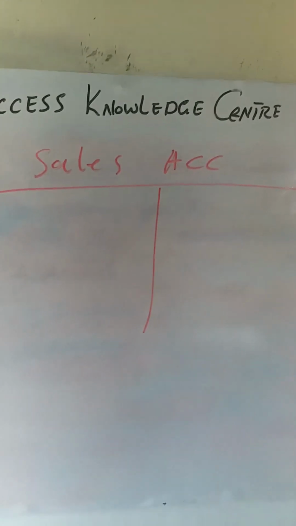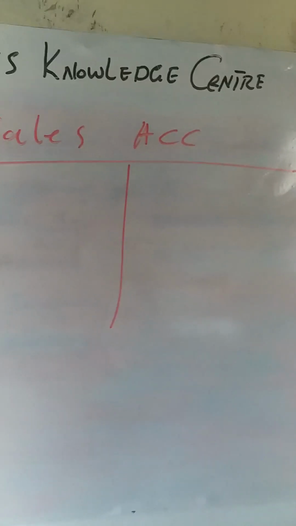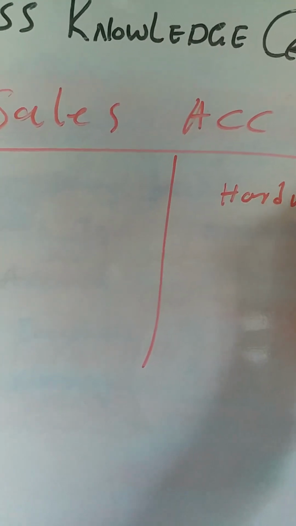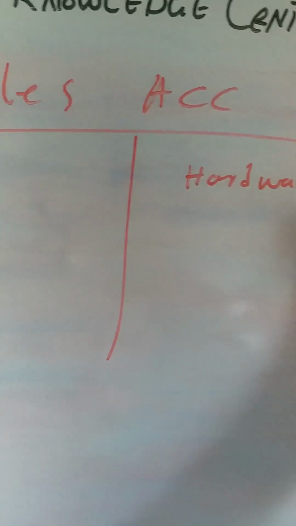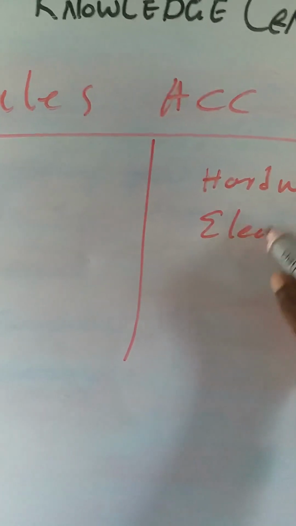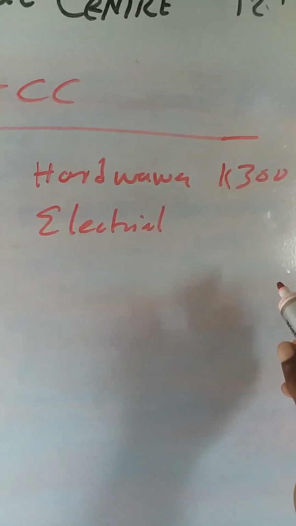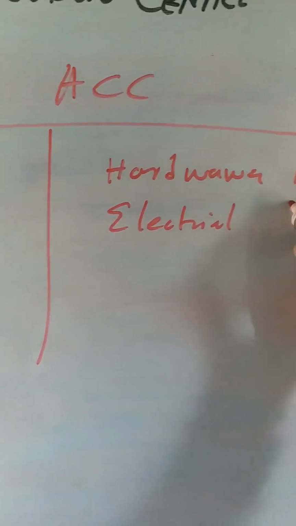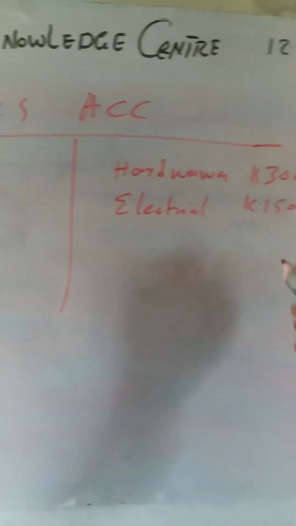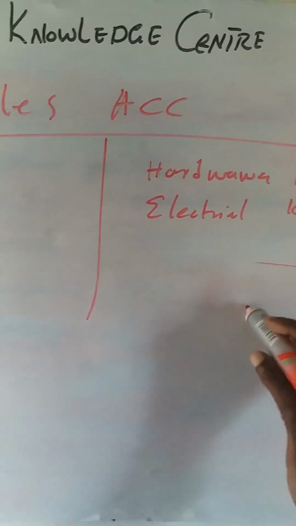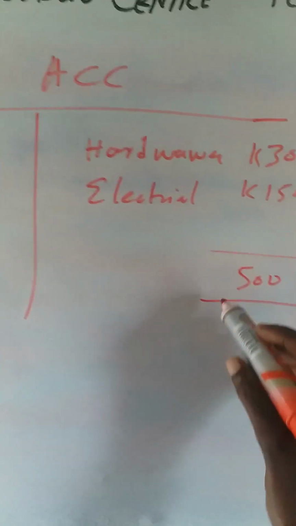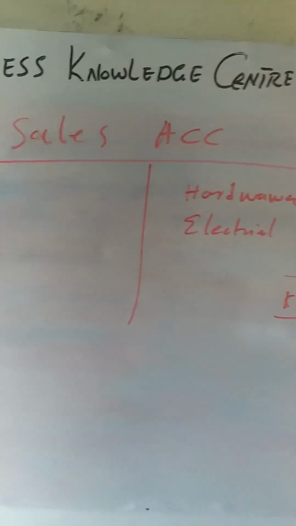Let's look at the sales account. It will look like that. We have the hardware, which came to 300 kwacha, and then we're going to have the electrical, which is going to come to 150. Of course, in the sales account we record from the credit entry, and the total we are expecting here is 500 kwacha. Okay, that's our sales account.